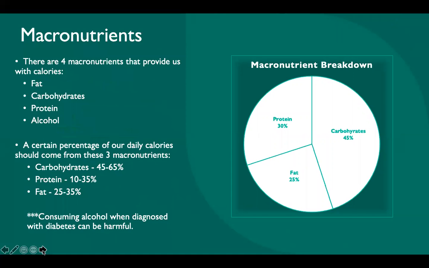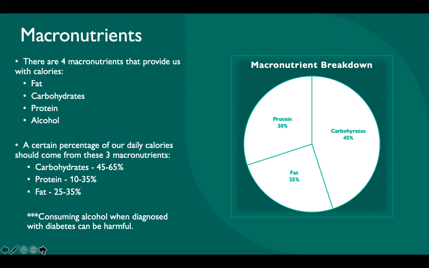So I'm sure some of you have heard of the phrase count your macros. And if you haven't, that is okay. Macronutrients are the molecules or substances in food that provide us with calories. There are four: fat, carbohydrates, protein, and alcohol. Each of those molecules provides us with calories. And it is recommended that we consume a certain amount of the three macronutrients, carbohydrates, protein, and fat, in our daily diet.